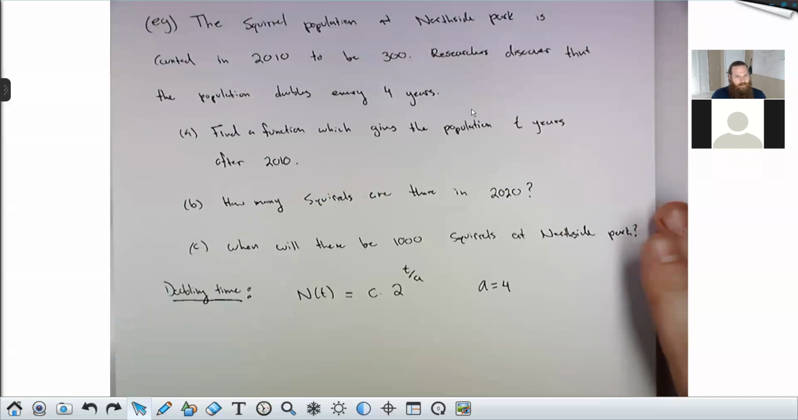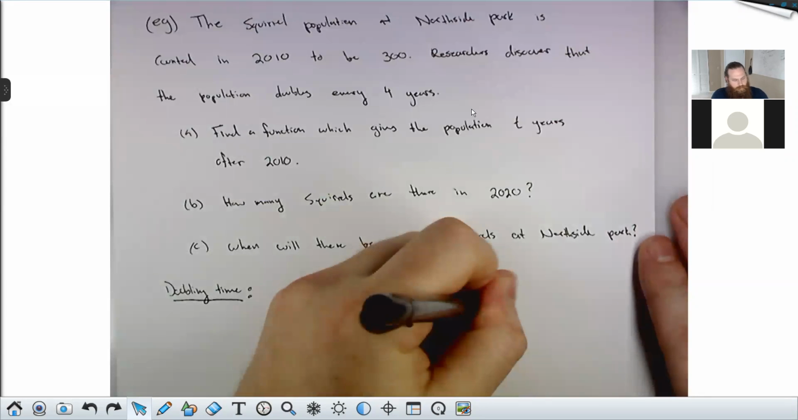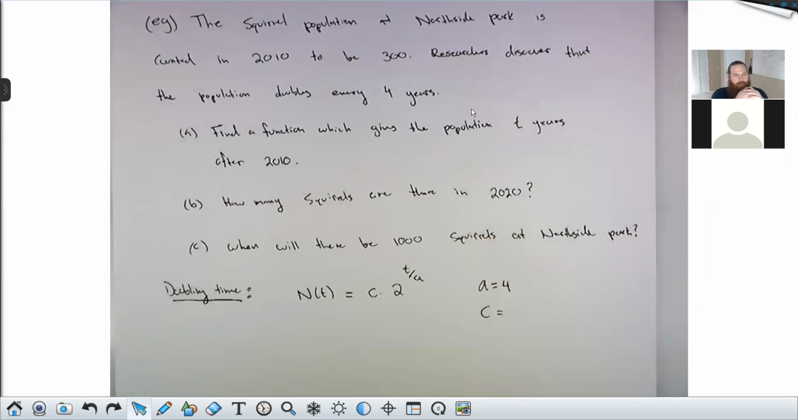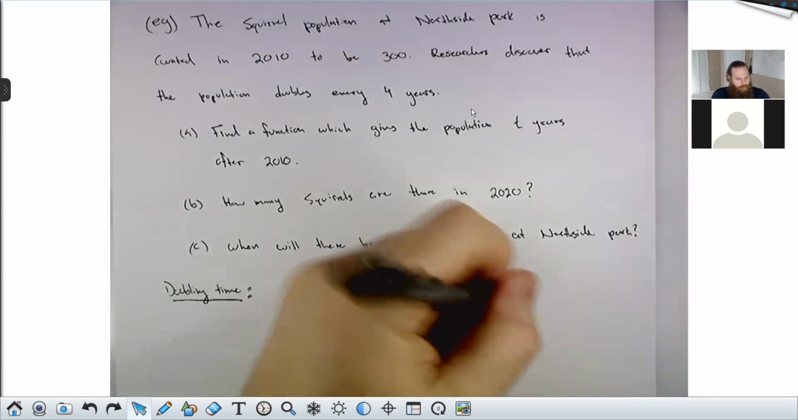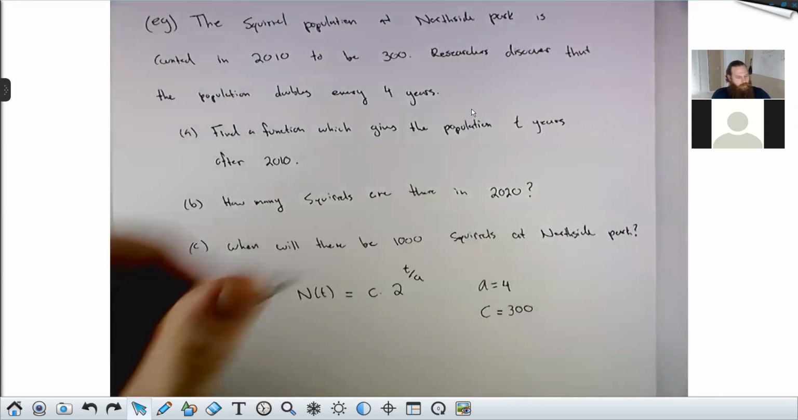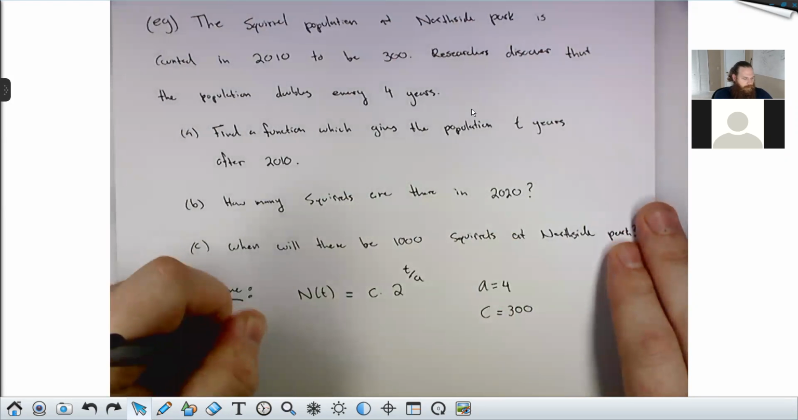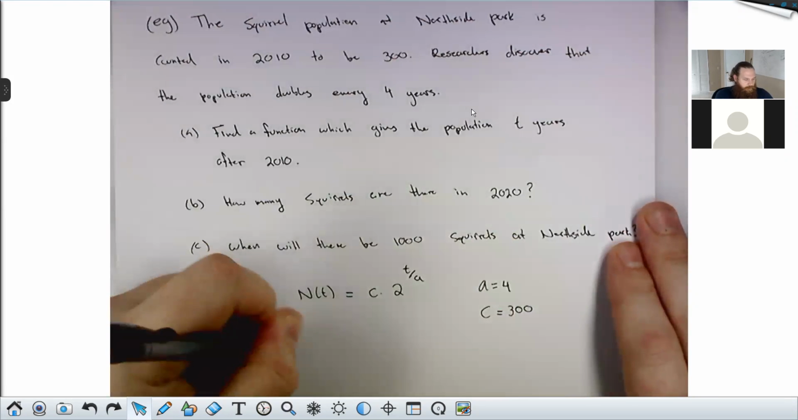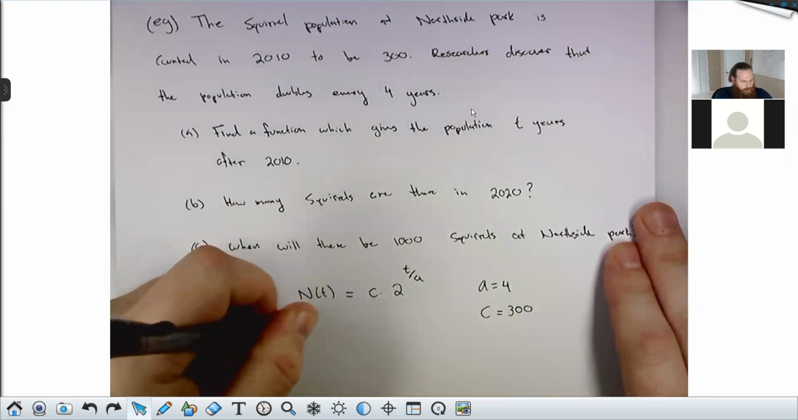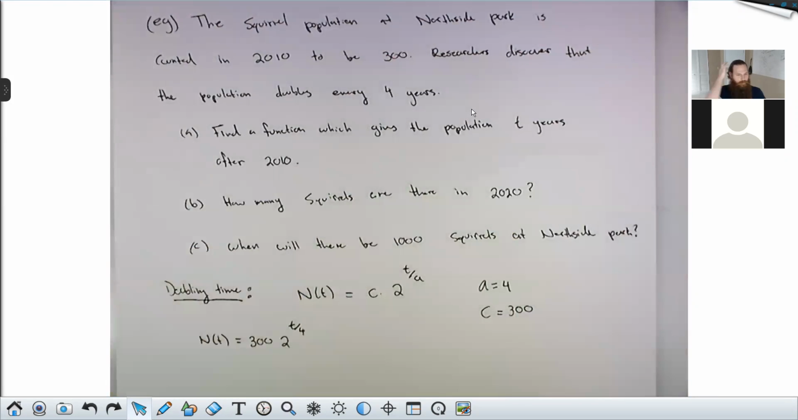And what is C? The initial population, so 300. Good. Very good. So the number of squirrels at Northside Park t years after 2010 is 300 times 2 raised to the t over 4. And that's part A done.